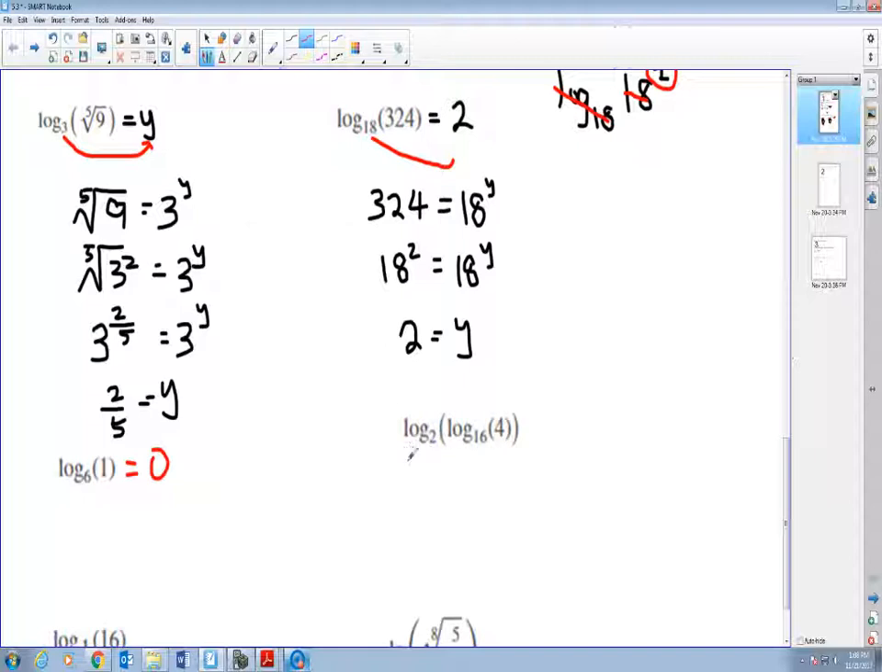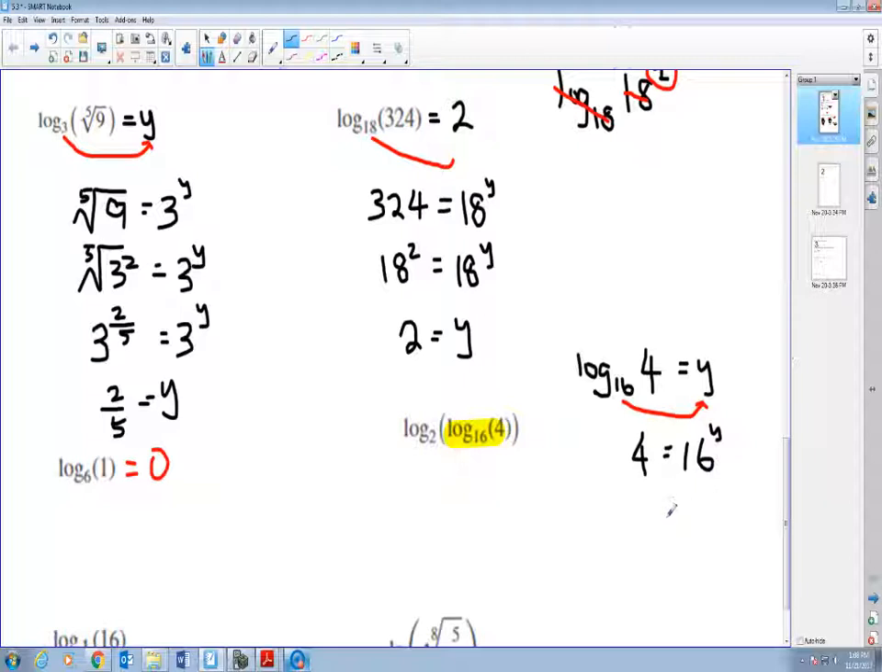Alright. Now this one, I got 2 different logarithms, so I'm going to do the innermost one first. Let's see what that is, and I'm going to put it inside that parenthesis. Log with the base 16 of 4. I'm going to set my logarithm equal to a variable y, and bring my base 16 to the other side. So I get 4 equals 16 to the y.